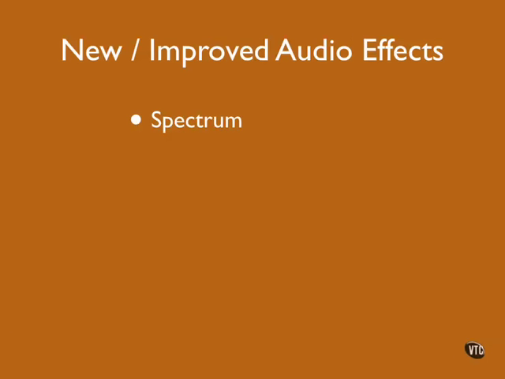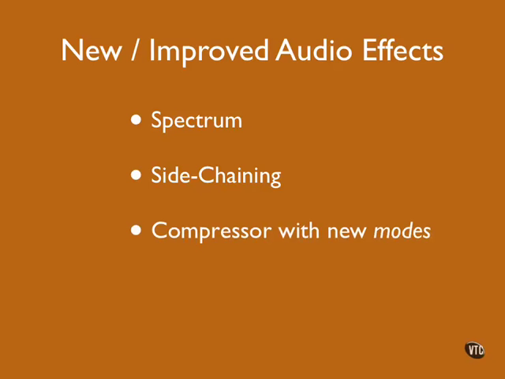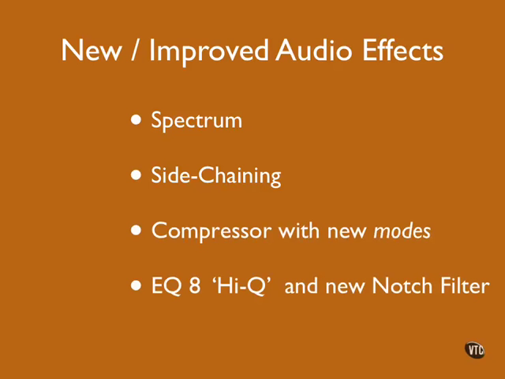First, we have Spectrum, a full frequency analyzer, helping us look at any audio we have and determine where it might be too loud or too soft, and bringing EQ8 into a new realm of flexibility and help in terms of correcting audio problems. We also have side chaining, a pretty much in-demand feature that we need for compressors, and also it's an audio filter. We also have a brand new compressor rework, including many modes to bring it up to standards with professional plug-in compressors. EQ8 also has been reworked with a high quality mode and a new notch filter available anywhere within the 8 bands.